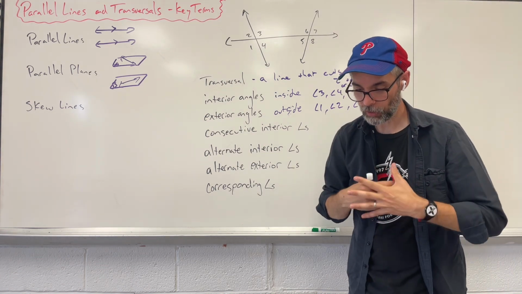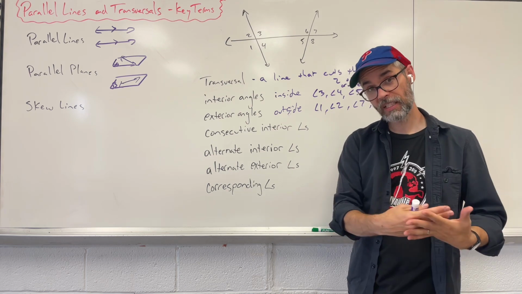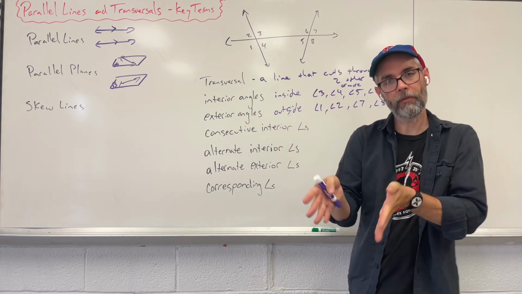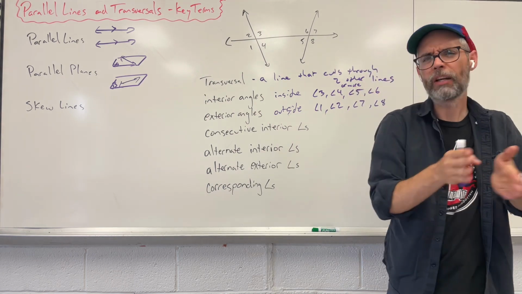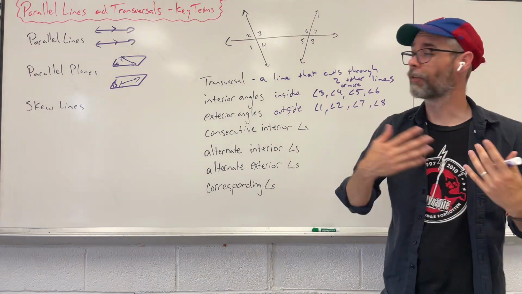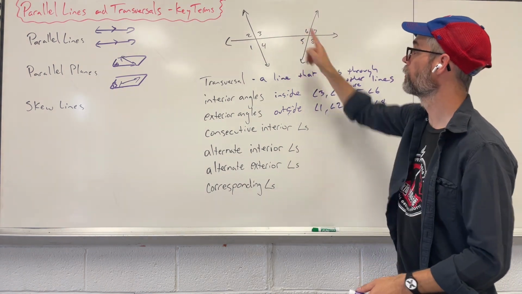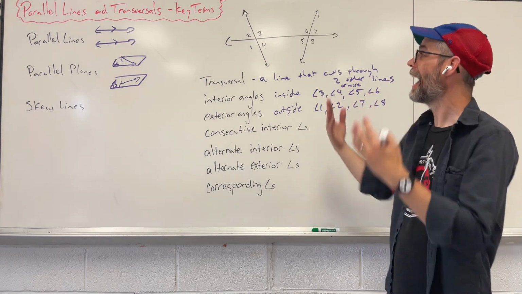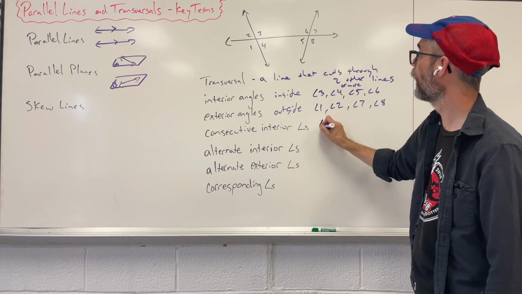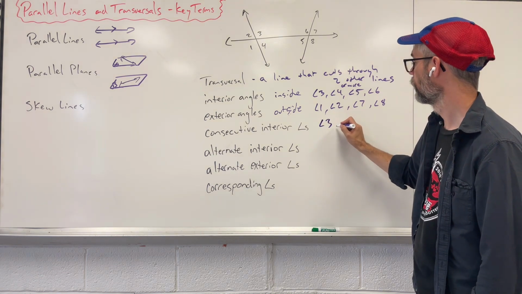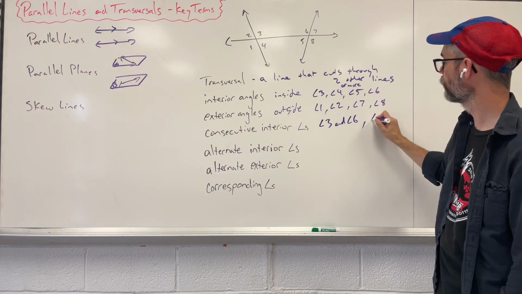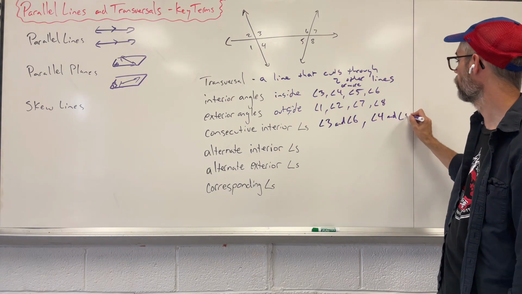Consecutive interior. Interior means inside. Consecutive, we're going to have two numbers that run next to or in order along the transversal. So what numbers are on the inside that run along the transversal? 3 and 6 is one set, and 4 and 5 is another set. So we can say angle 3 and angle 6, and then also angle 4 and angle 5.